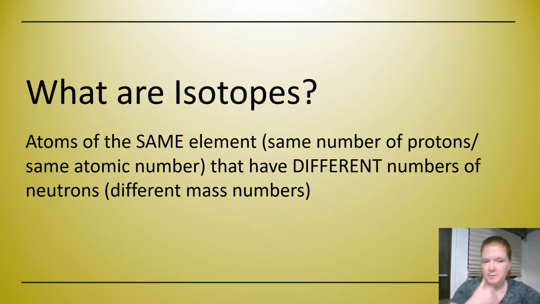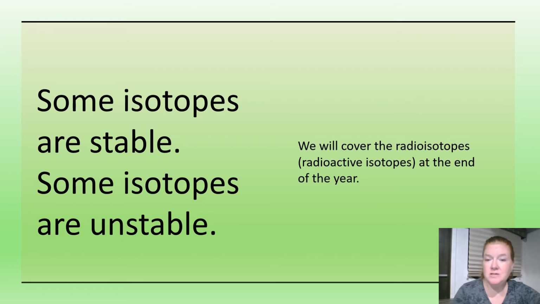What are isotopes? Isotopes are atoms of the same element, so the same number of protons, the same atomic number, but they have different numbers of neutrons, so they have different mass numbers. Some isotopes are stable, and some isotopes are unstable. We will cover radioisotopes, or radioactive isotopes, all the way at the end of the year when we talk about nuclear chemistry.